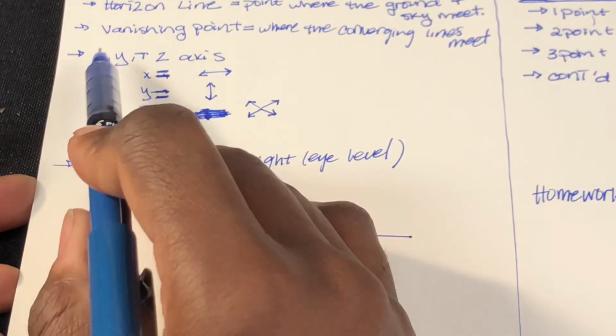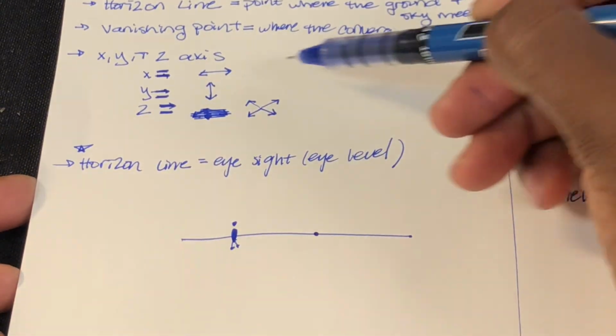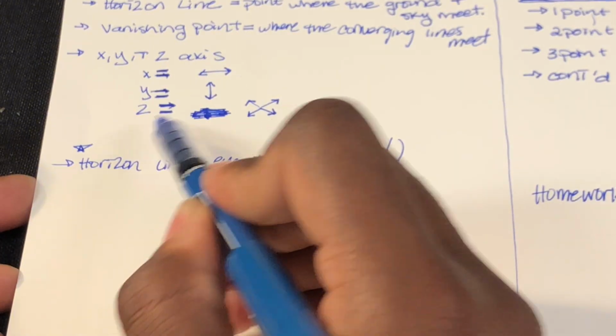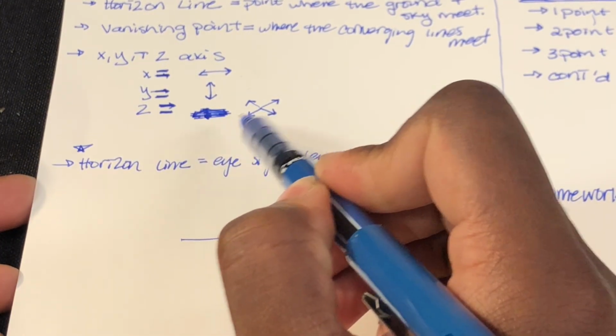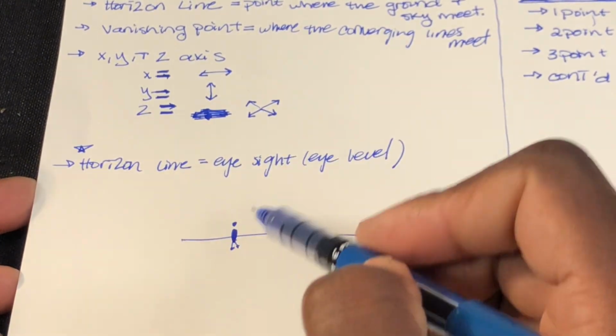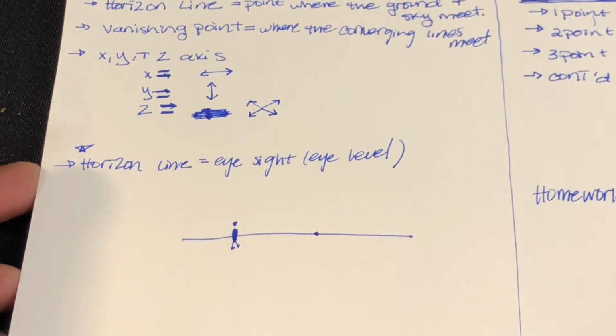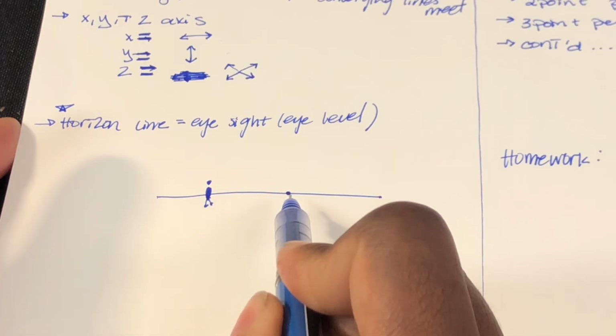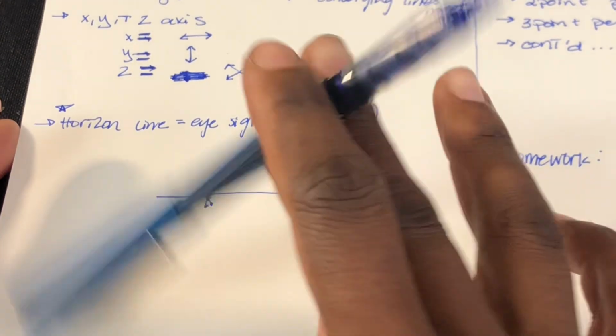Next, we have something called the X, Y, and Z axis. The X axis moves left to right, the Y axis up and down, and the Z axis is our converging lines right here. I'm going to show you how that looks in relation to a cube. So right now on your paper, you should already have your horizon line drawn and your vanishing point. Now we're going to do a cube. So I'm going to switch to a pencil.